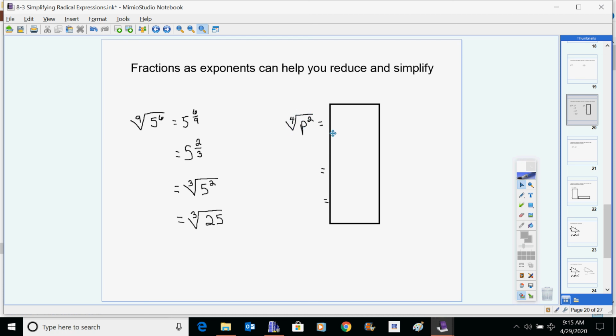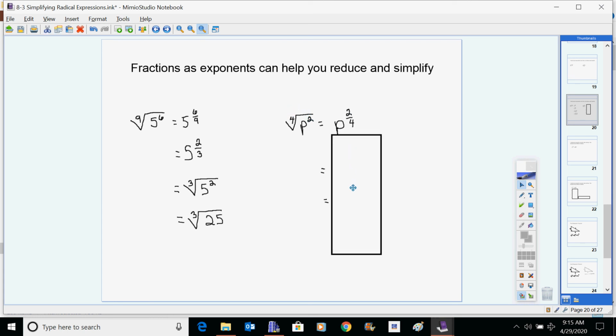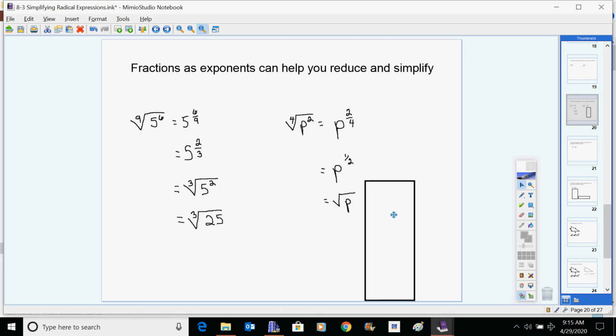4th root of p squared. Exponent over index. 2/4 reduces to a half. A half is the same as a square root. So this is actually the square root of p. Okay, so just simplifying and going through like that.